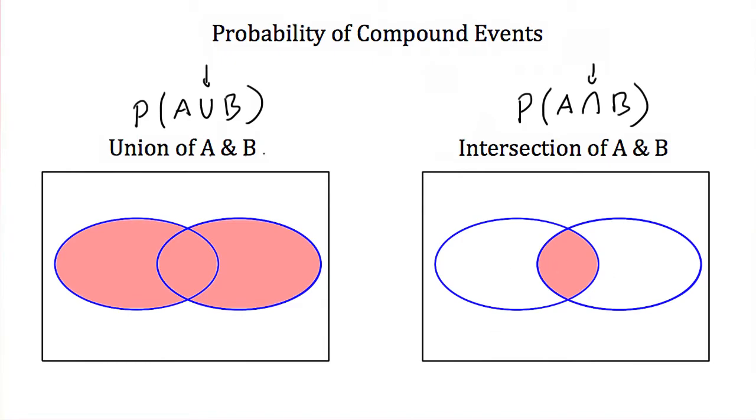In this case, the intersection of A and B, if we were talking about hearts and face cards, the only cards that satisfy the intersection of these two events are the King of Hearts, the Queen of Hearts, and the Jack of Hearts.